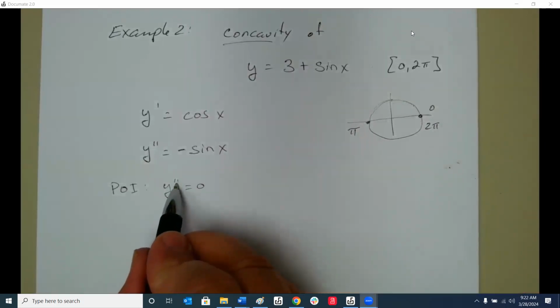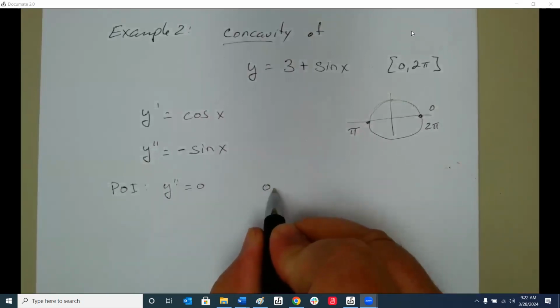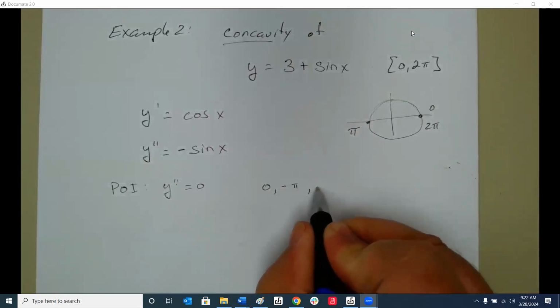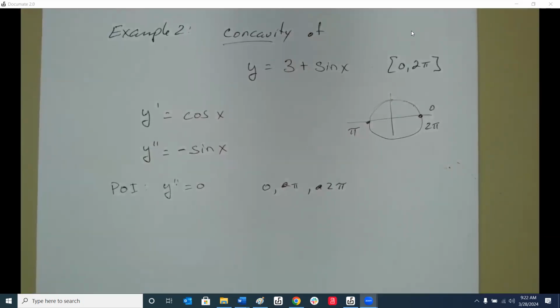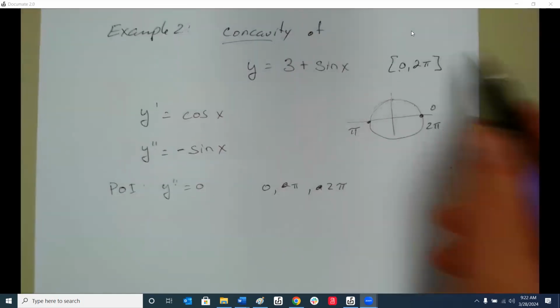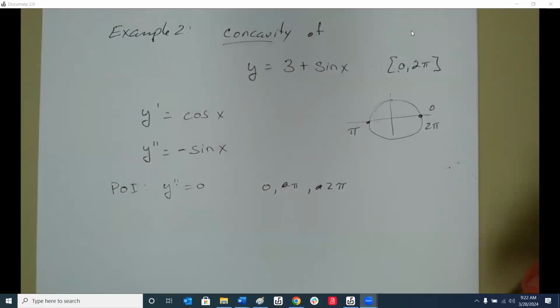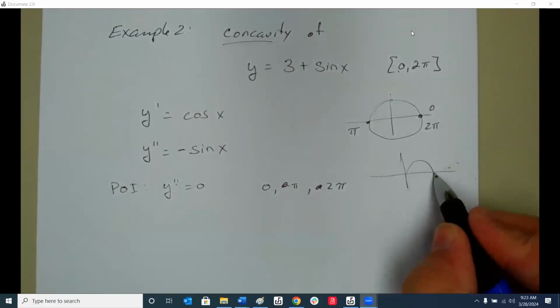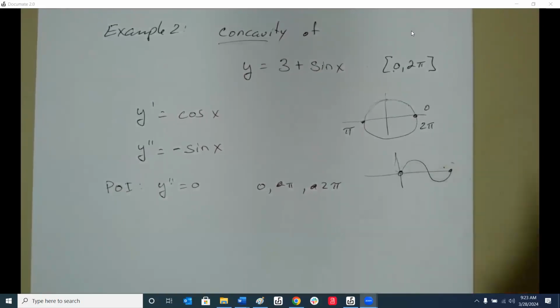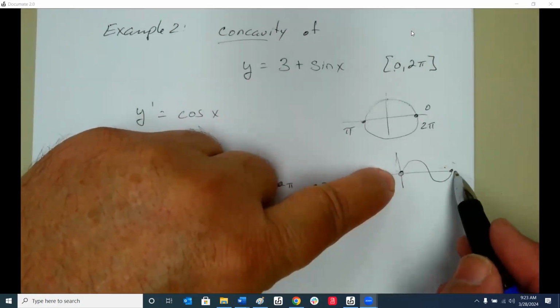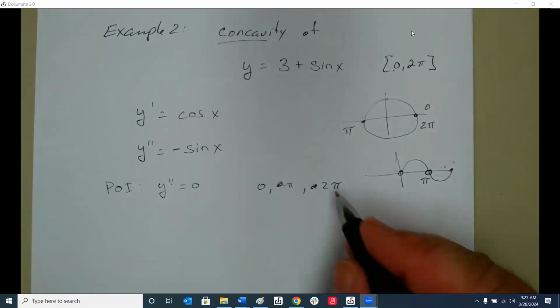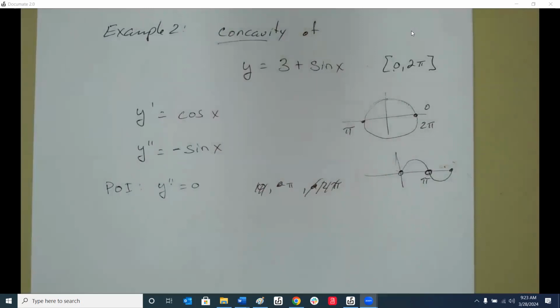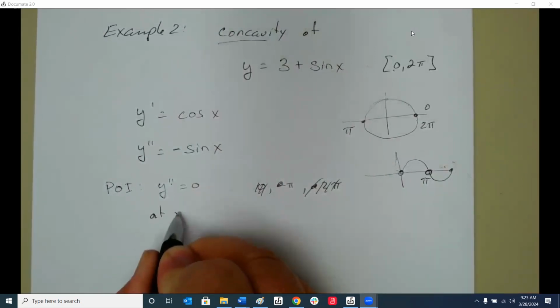So we know the points of inflection are at 0, pi, and at 2 pi. But the endpoints cannot be points of inflection. The graph of the sine looks like this. You can't have a point of inflection at the endpoints, because remember, a point of inflection is where it changes direction. Since those are endpoints, we don't have points of inflection. The only point of inflection we have is at pi. So our POI is at x equals pi.